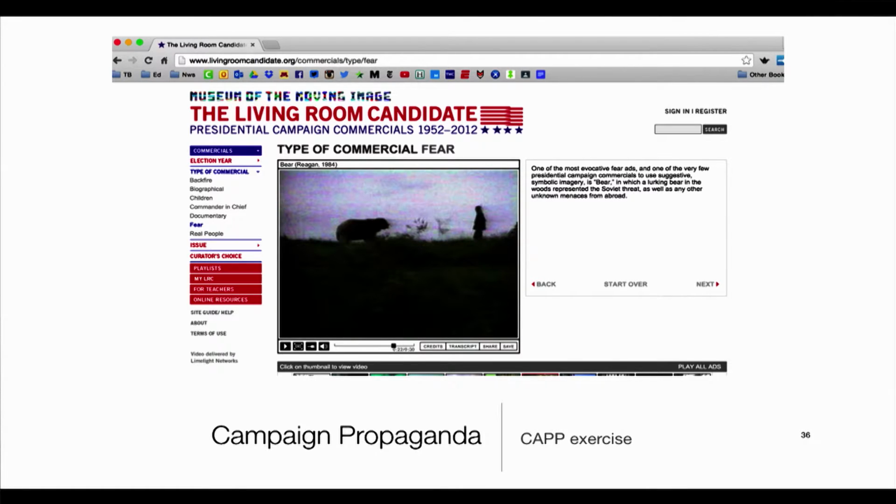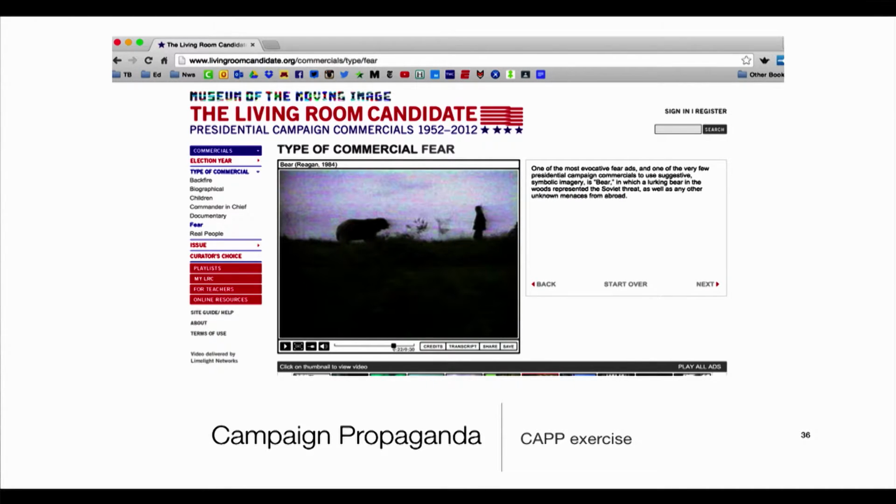The capture is a Reagan commercial from the 1980s, and it was a scare tactic commercial called The Bears in the Woods, the bear representing the Soviet Union, and your choice would have been, at that time, Walter Mondale, and he isn't going to keep you safe from the bear in the woods.